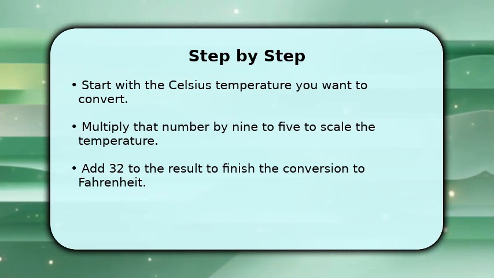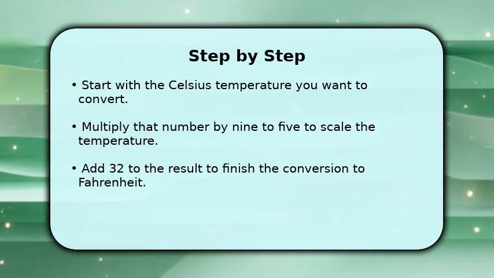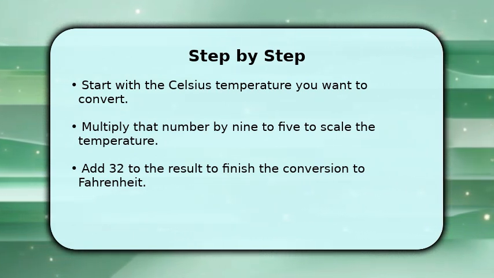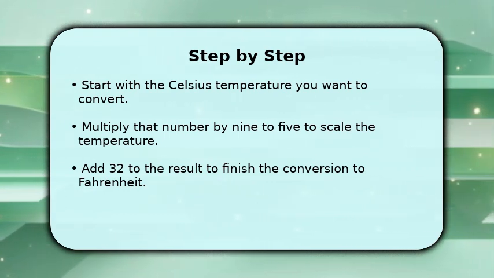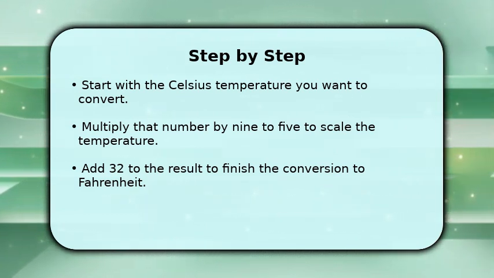Start with the Celsius number, multiply it by 9/5, then add 32 to complete the conversion. I'll demonstrate with a couple of examples, one using a whole number and one using a decimal, so you can see how decimals work. By the end, you will feel comfortable converting temperatures in your head or on a calculator.